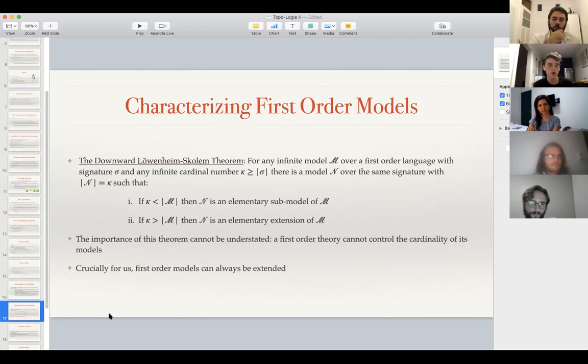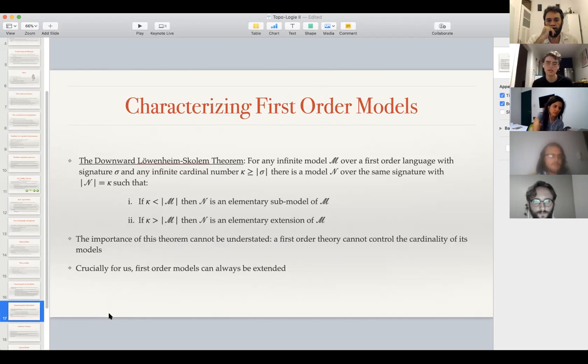But the second one is the downward Löwenheim-Skolem theorem. This is the really interesting one. So if we have an infinite model over a first order language with signature sigma, which is the non-logical symbols, and then any infinite cardinal number kappa which is greater than the number of symbols in the signature, meaning that we're going to need at least the cardinality of sigma for it to work. You can't have a model with a smaller cardinality than its signature.